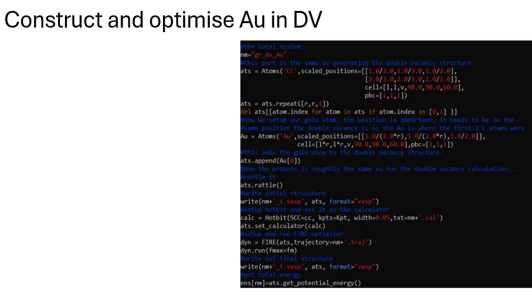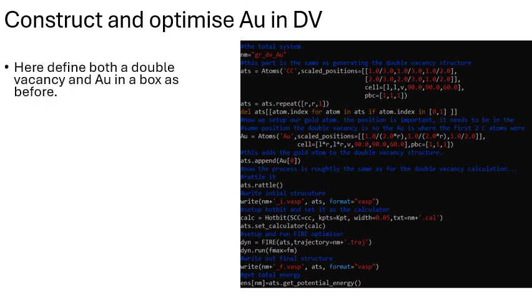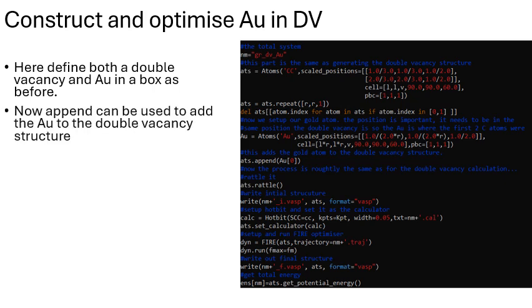Now we've got to construct our gold double vacancy structures. Here we build our double vacancy the same way. We build our gold the same way, and then we use the append function to add it. And given the way that we built our gold structure before, this should add exactly where that double vacancy was. If it doesn't, you need to go to more advanced methods within ASE to do this.